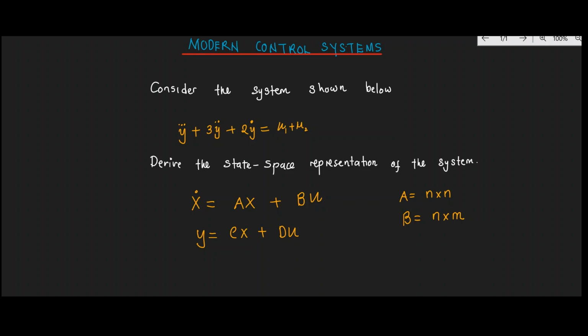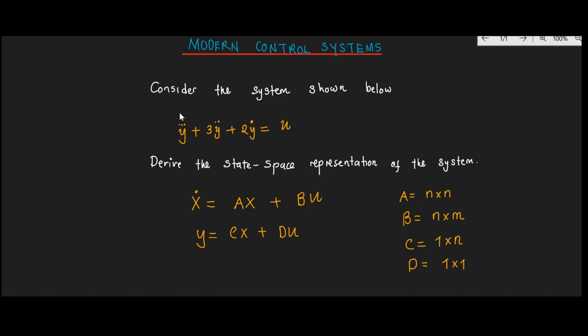And then we also have a C matrix. Just like the other matrices, a C matrix usually is a 1 by n matrix, where n is simply the number of state variables, just like I explained. And then we have a D matrix. A D matrix is usually a constant, so usually it's a 1 by 1 matrix. All right, so now we want to represent our system in this form.